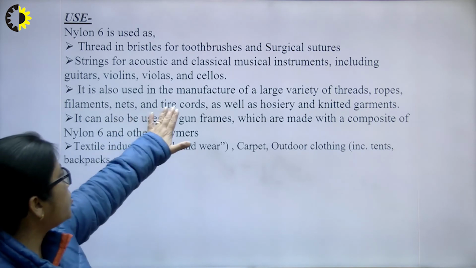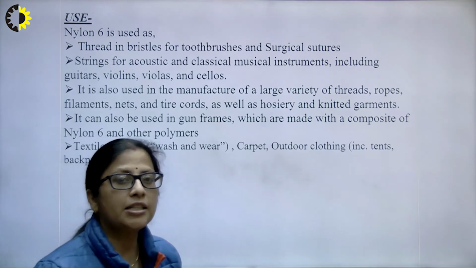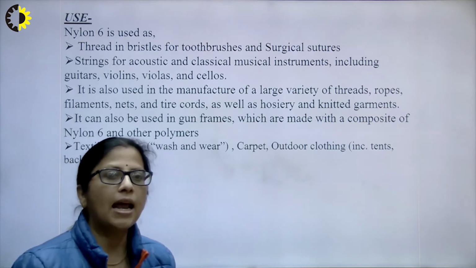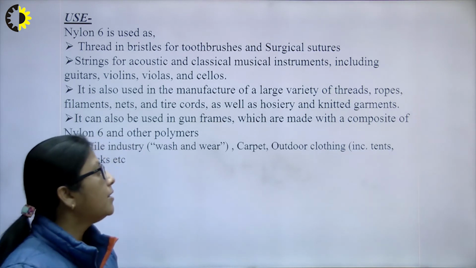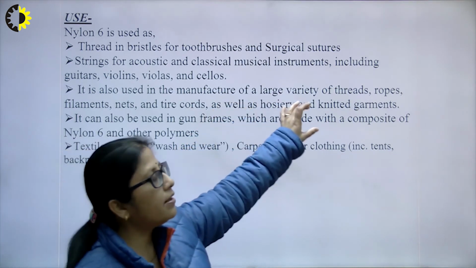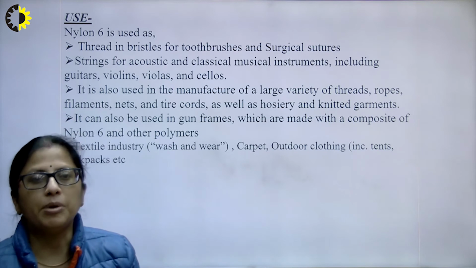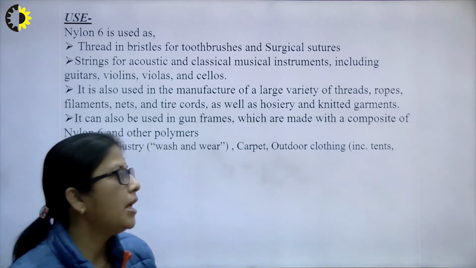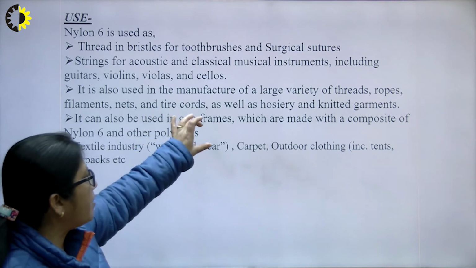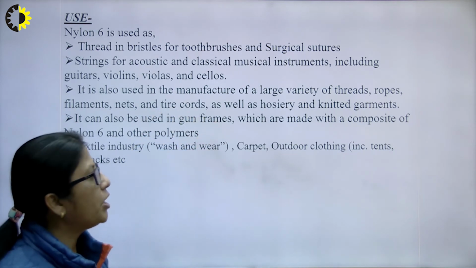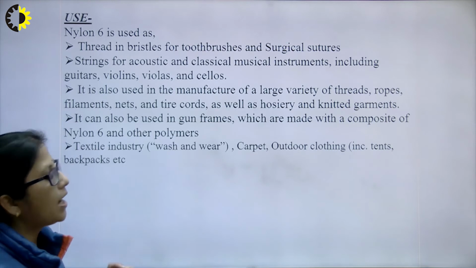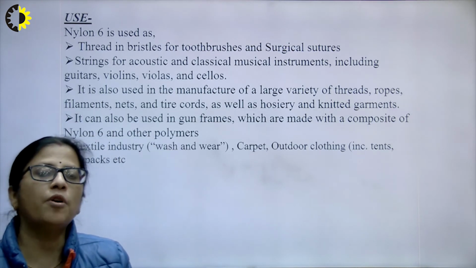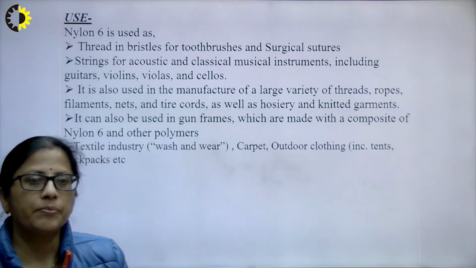Then, it is also used in the manufacturing of a large variety of threads, ropes, filaments, nets and tire cords, as well as in the hosiery material and knitted garments. Now, this nylon 6 can also be used in gun frames which are made with a composite of nylon 6 and other polymers. So, in mixture with other polymers, it is used for making gun frames.